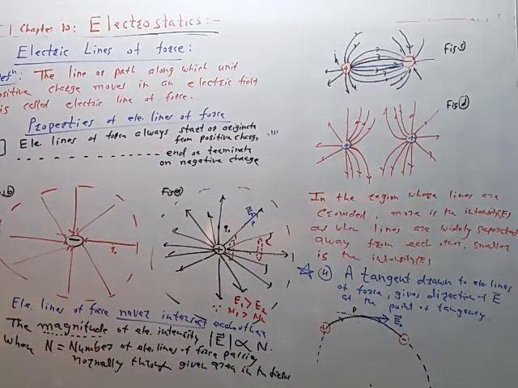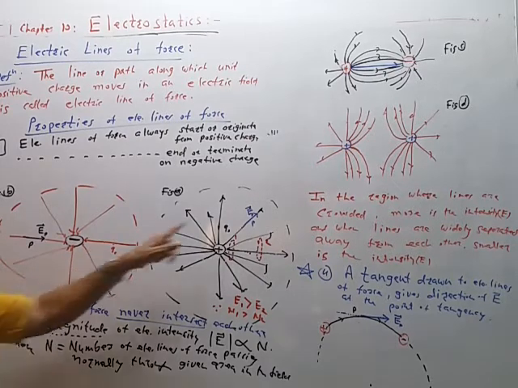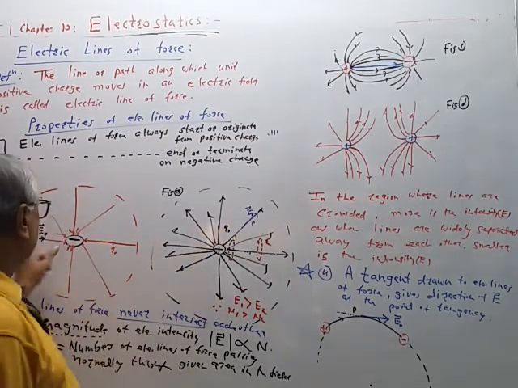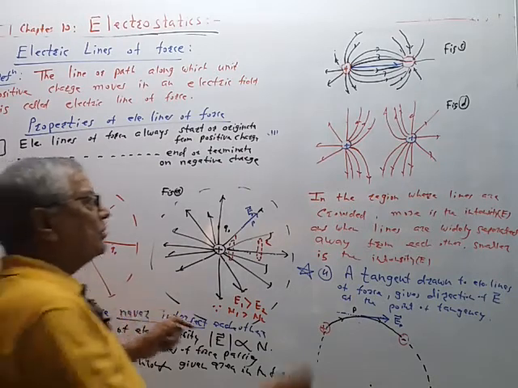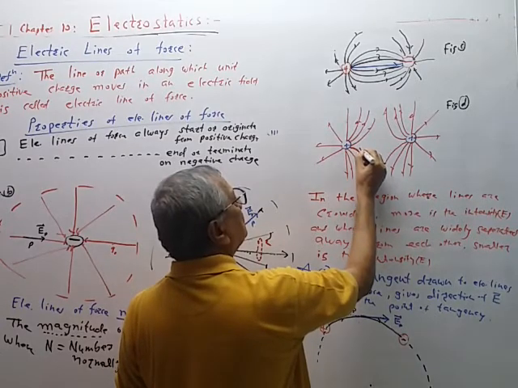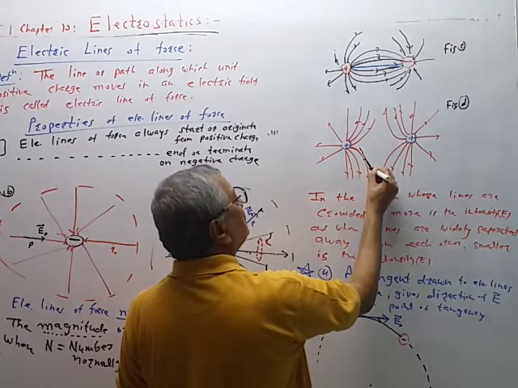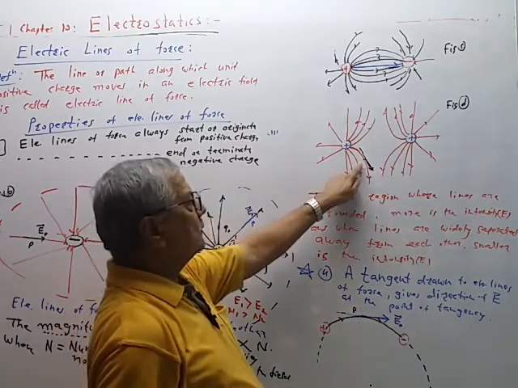Now, if we consider any point, say P here, then draw the tangent. It is a straight line. Therefore, the tangent is also in the same direction. So this is the tangent. This tangent gives the direction of the electric intensity at point P. It is directed towards the negative charge. Intensity is always directed away from the positive charge and towards the negative charge. Now if we consider the point P here, then again draw the tangent. So the direction will be like this. This will be the direction of the intensity at this point.